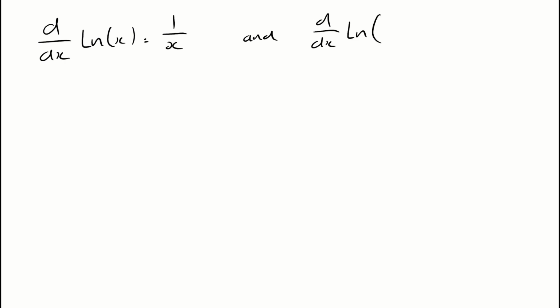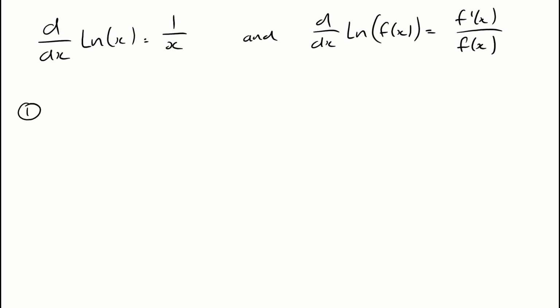So we know that the derivative of the natural log of x is just 1 over x. And we also know that the derivative of the natural log of some function of x, by the chain rule, is equal to the derivative of that function divided by that original function.